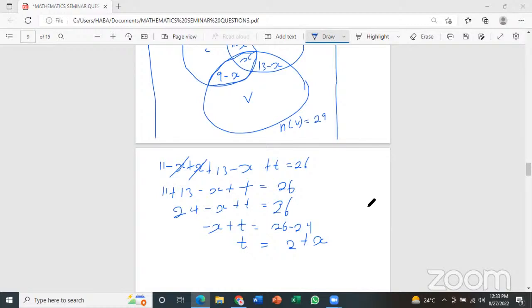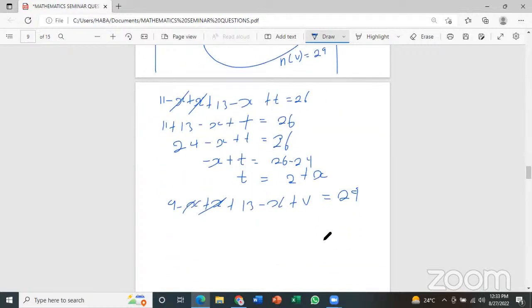Then we go on to our other set for those who play volleyball. Still, I'll do the same. I have 9 minus x plus 13 minus x plus v equal to 29. This negative x plus x will cancel. I have 9 plus 13 minus x plus v equals 29. When I add the two, this will be what?